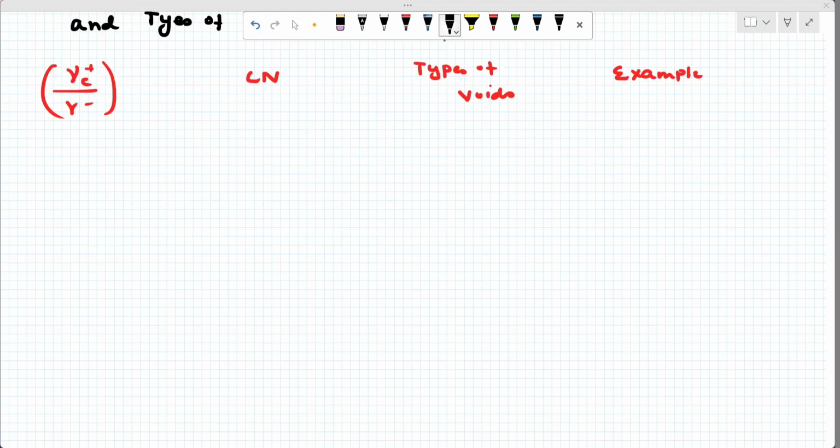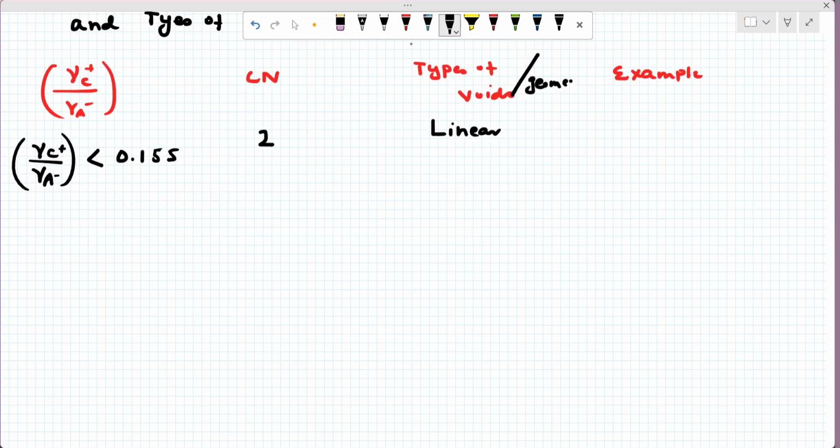Now, the radius ratio rule: radius of cation by radius of anion. If this value is less than 0.155, that is coordination number 2, and the geometry is linear. Linear molecules: CsCl has two molecules, which can be linear, but NaCl is not linear. Only covalent bonds can form linear molecules. Now the value becomes 0.155.